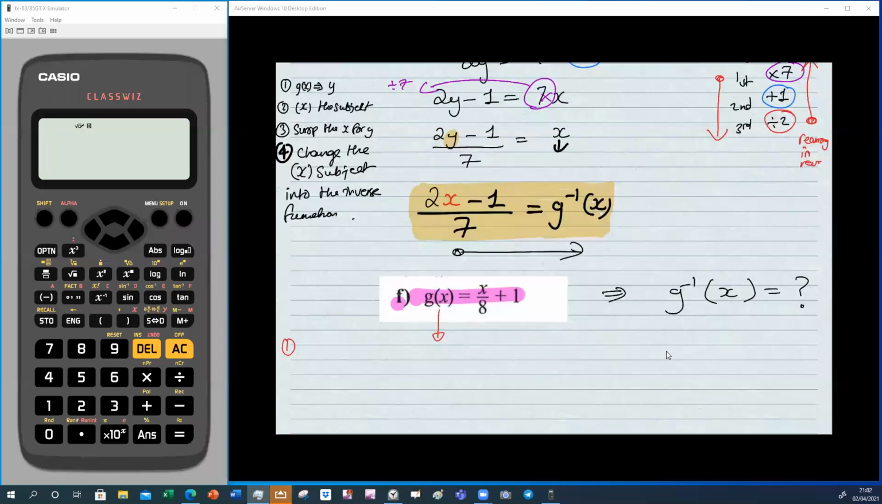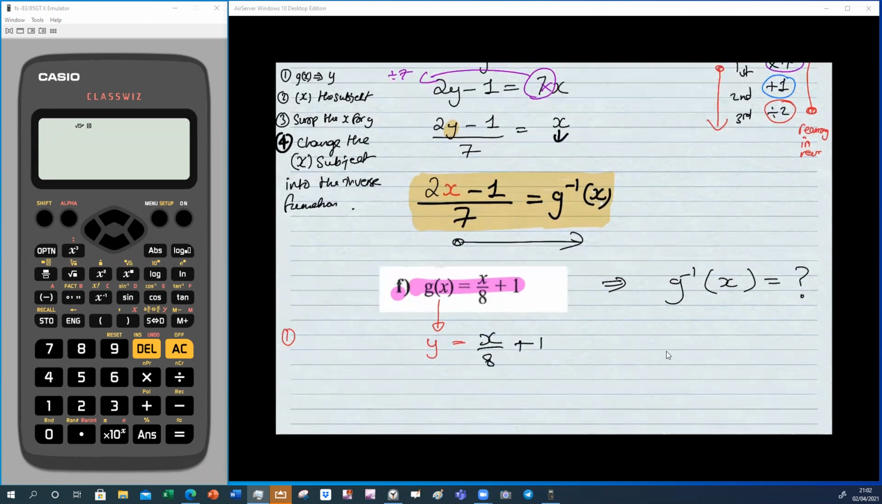Plus 1. Okay, so g of x, what do we replace it by? By y. Look at the steps on top. Then what do we do? That would make x the subject, so instead of plus 1, you do minus 1. You haven't even gone through the steps. So you start at x, you identify the actions: divide by 8 is the first action, add 1 is the second action. Which one should we move first? We'll do the second option first. So plus 1 and minus 1.